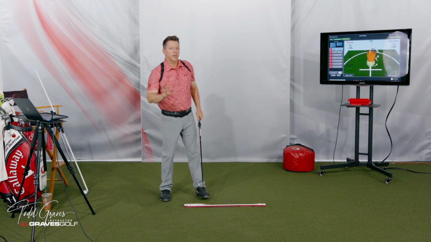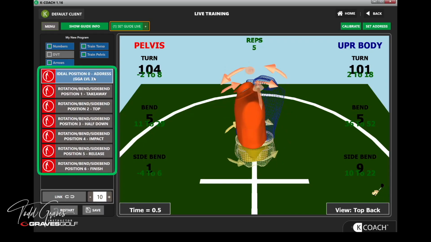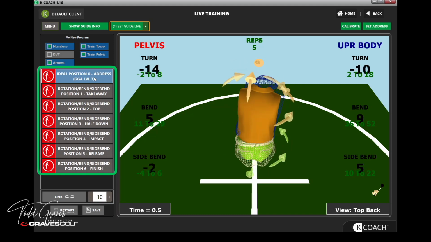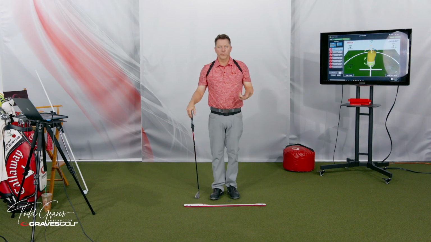All right, so now let's go to the next level of this. I just showed you how I actually do this. Now I have every position of my swing in here. I've broken the swing down into basically 7 positions: address, position 1, position 2, 3, 4, 5, and 6. I'll go through every position with you. Why did I break the swing down into positions?